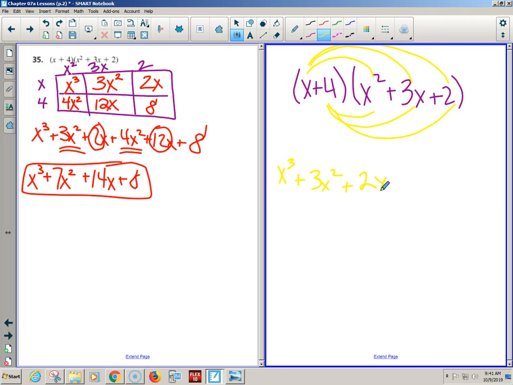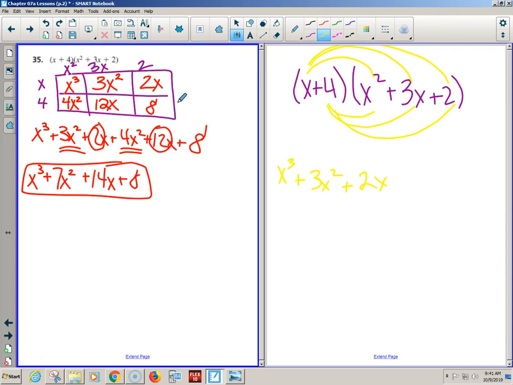Tonight, what are you supposed to be practicing? Tables and foiling or distributing and seeing which one's better. Bye. Tables or distributing, which one's better?